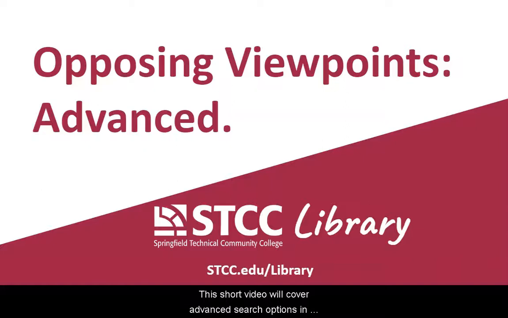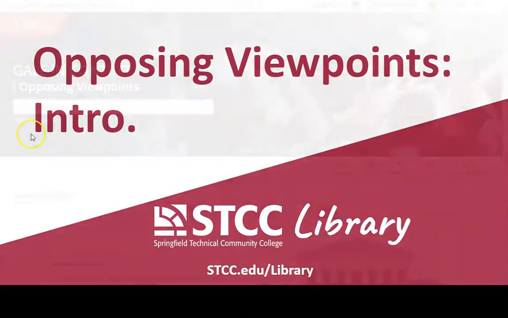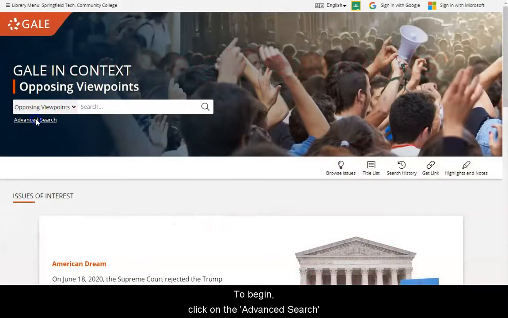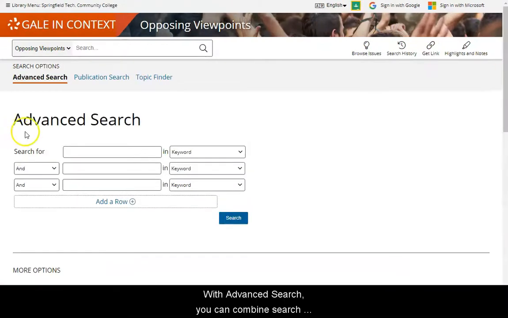This short video will cover advanced search options in the Opposing Viewpoints database. Please see the video Opposing Viewpoints Intro if you'd like to review how to conduct a basic search. To begin, click on the Advanced Search button below the Basic Search box. With advanced search, you can combine search terms and specific fields for a more focused and efficient search.